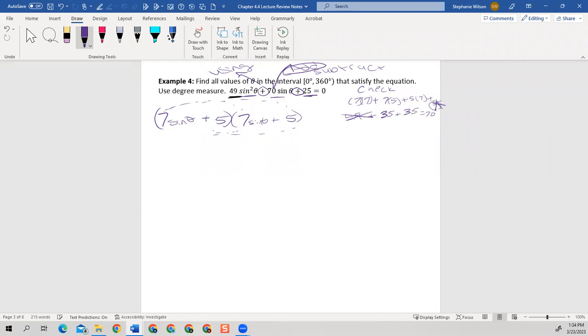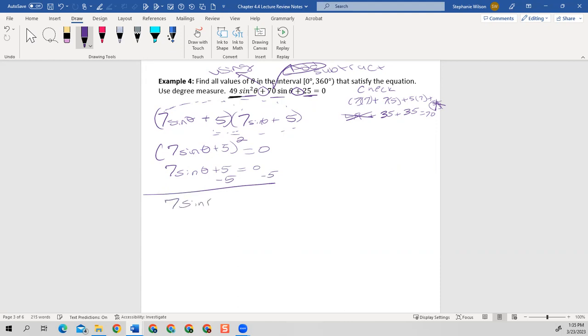Now I'm going to take these parentheses, 7 sine theta plus 5. Since they're identical and there's 2 of them, I can write them to the power of 2, set equal to 0. And now I can focus on what's inside here. But don't forget that we have 2 of these, right? Okay, so now let's take that 7 sine theta plus 5, set it equal to 0. I'm just solving for this right here right now.